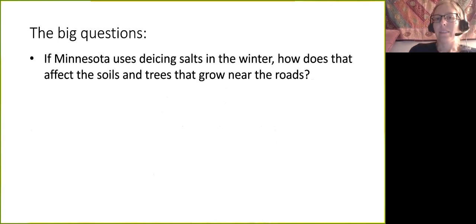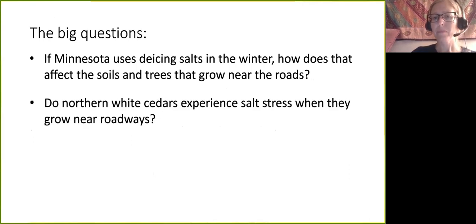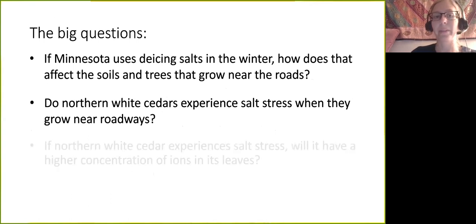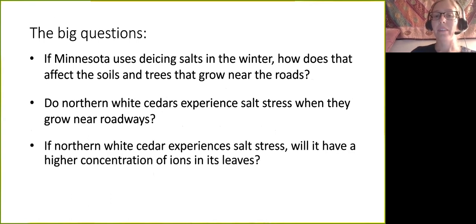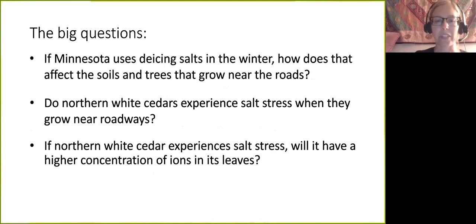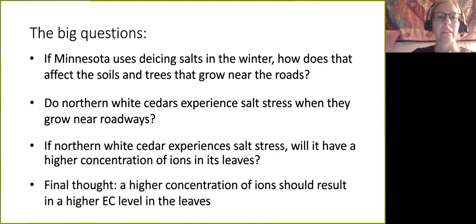If Minnesota uses de-icing salts in the winter, how does that affect the soils and trees that grow near the roads? Do northern white cedars experience salt stress when they grow near those roadways? And if the northern white cedar experiences salt stress, will it have a higher concentration of ions in its leaves? Kind of just showing that higher concentration of those salts.